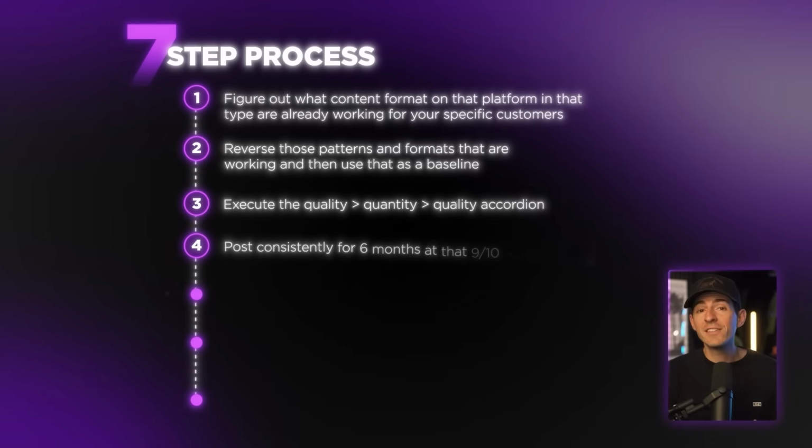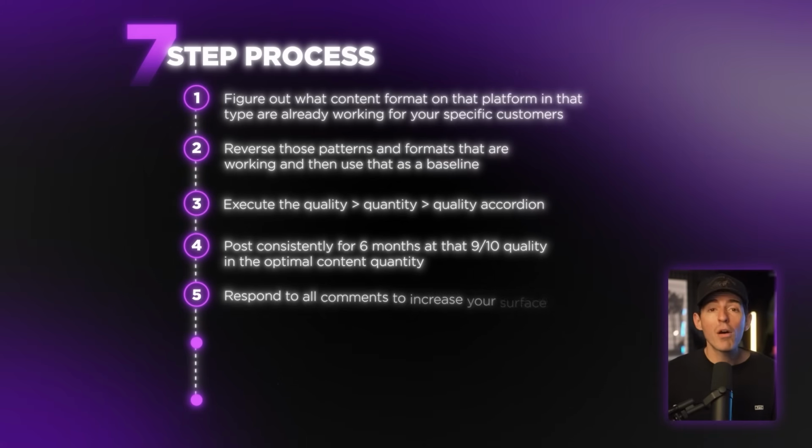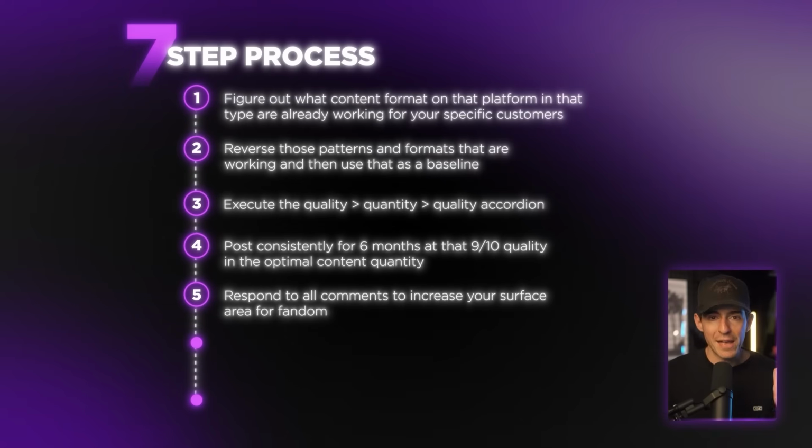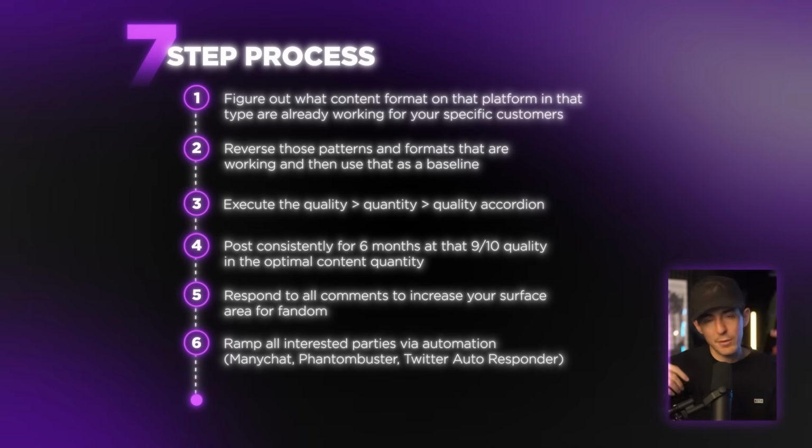Step 4, post consistently for 6 months at that 9 out of 10 quality and the optimal content quantity. Step 5, respond to all comments to increase your surface area for fandom. Get those people to the DM as they come in. Step 6, ramp all interested parties via automation, whether it's ManyChat, Phantom Buster, or Twitter automation, into a lead magnet so you can capture their email.